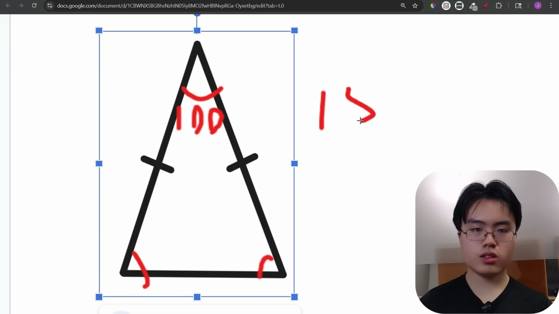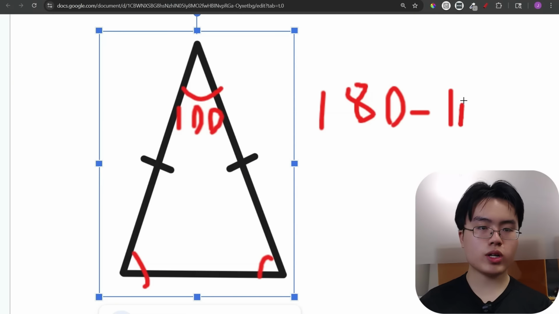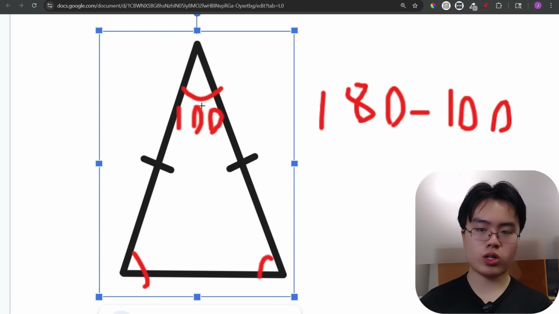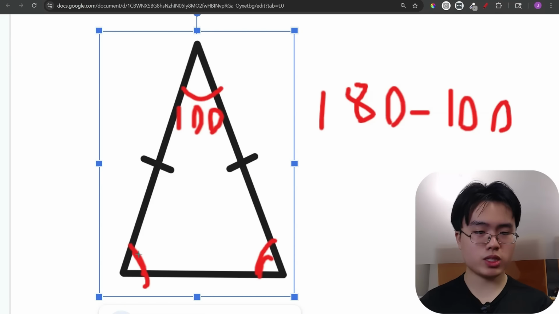Is the 180 minus 100. So we know these two angles left have to add up to 80 degrees, because the whole thing has to add up to 180, and we subtract 100 from the angle we already know. So these two left have to add up to 80 degrees. Okay. And we know these angles are the same, so you just do 80 divided by 2, which is 40. So we know these are 40.